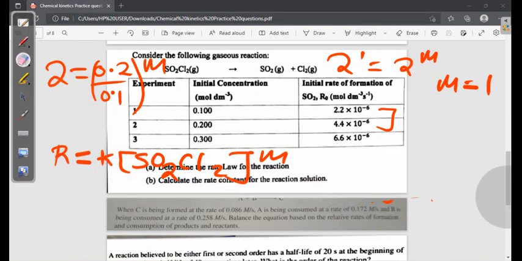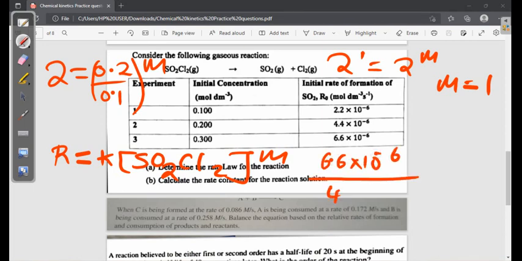So I think I've answered. For argument's sake, let me try to check the other parts. The third one, 6.6 times 10 to the power negative 6 over 4.4 times 10 to the power negative 6 is equal to, and then I can say, of course, 0.3 over 0.2 to the power m. Let's try to divide what we have there and see what we're going to have.